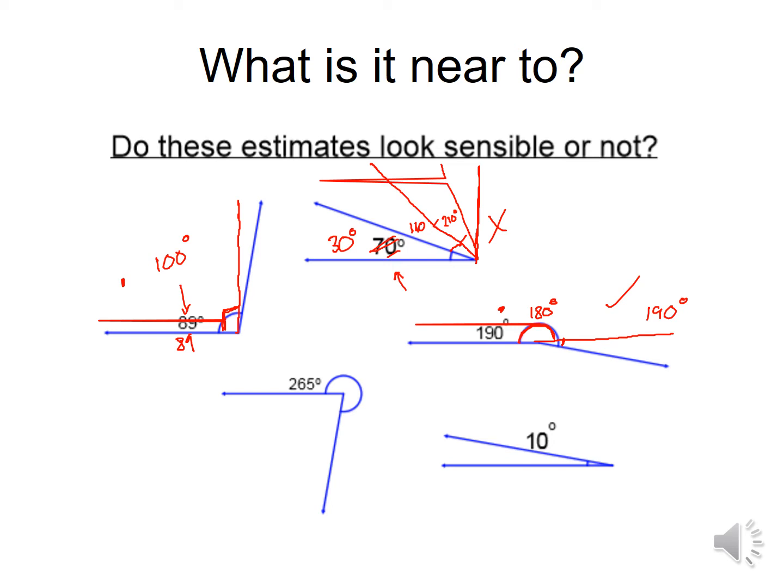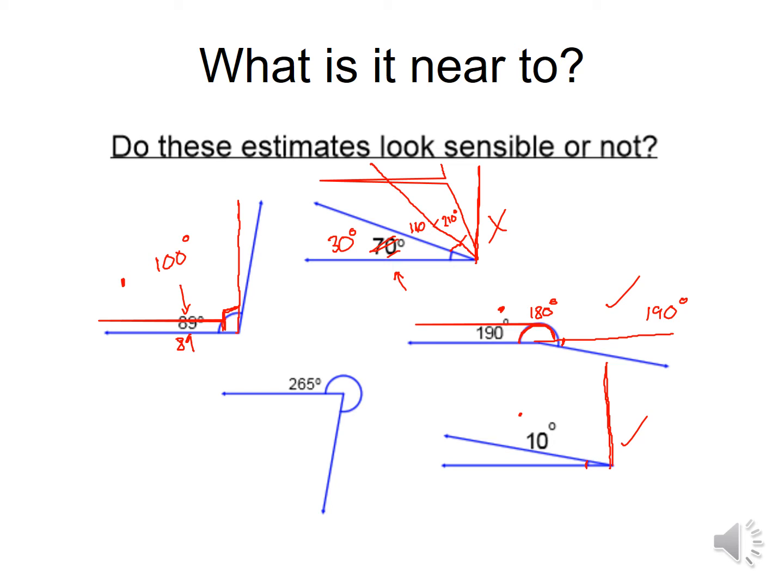Okay, let's go on to this one now. Again, we know what a 90 looks like. And we can see that it's 10, I think, so it's a very small chunk of that 90. So I think that one seems very reasonable. It's a really small angle. I think 10 seems about right. I'd probably guess something like that.